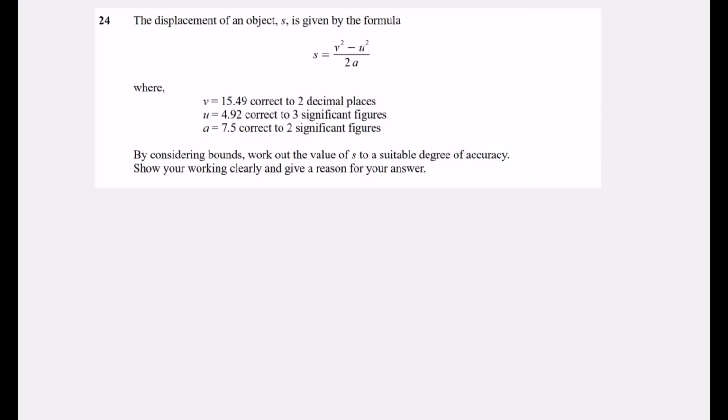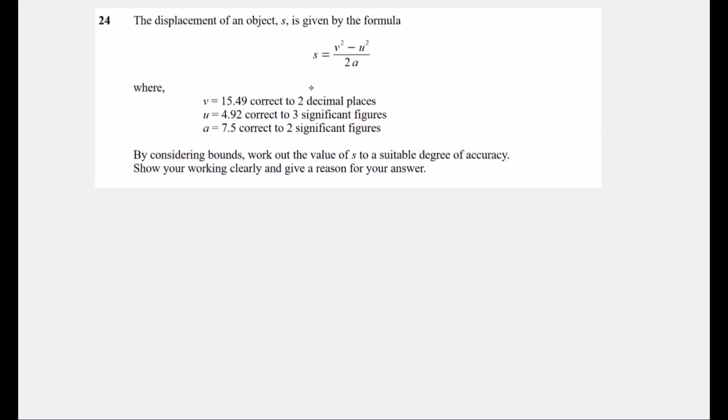Question 24. The displacement of an object S is given by the formula S equals (v squared minus u squared) over 2a, where v is 15.49 to 2 decimal places, u is 4.92 to 3 significant figures, and a is 7.5 to 2 significant figures. By considering bounds, work out the value of S to a suitable degree of accuracy, show your working clearly, and give a reason for your answer.